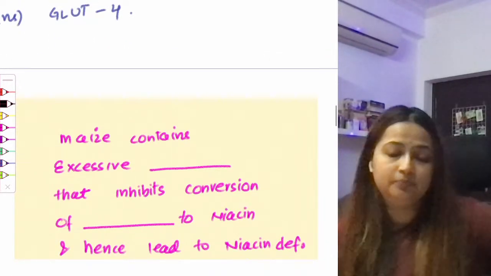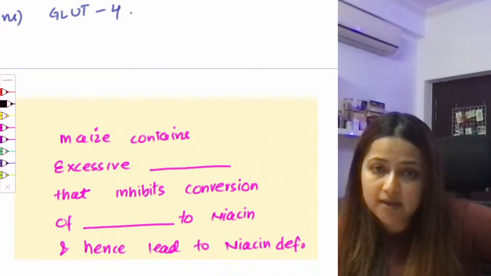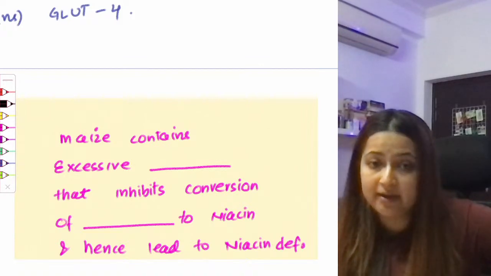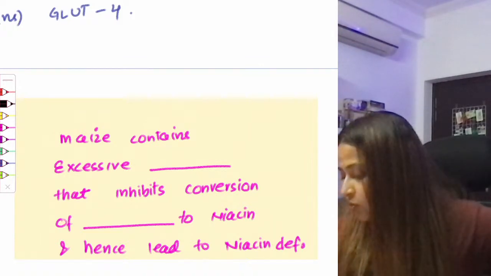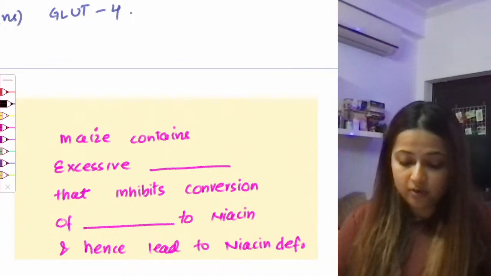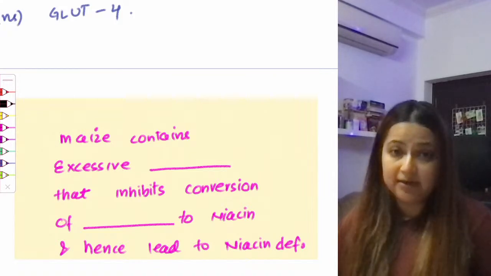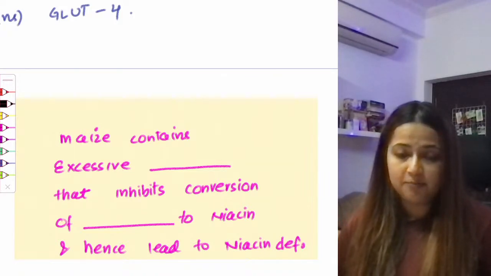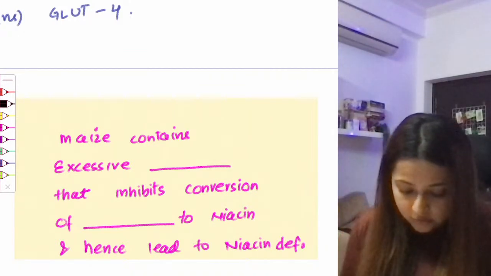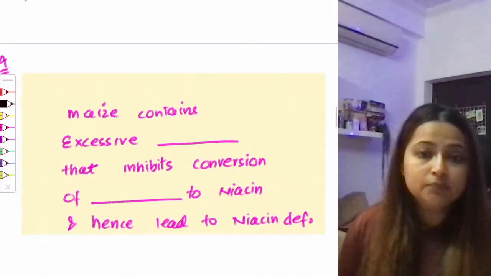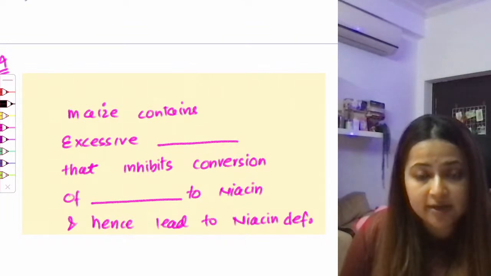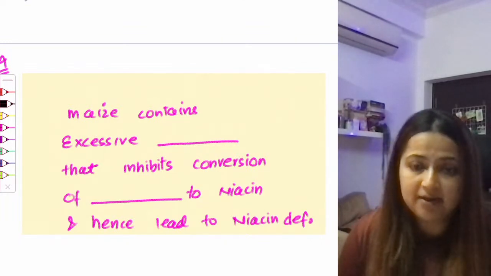So look at this question. Now maize contains excessive amount of something that inhibits the conversion of DASH to niacin and hence leads to niacin deficiency. So this is very important. So you guys tell me, what does maize contain in excess and that substance is actually leading to niacin deficiency? So what is the answer to this question? Anyone? Maize contains what in excess that could ultimately lead to niacin deficiency?